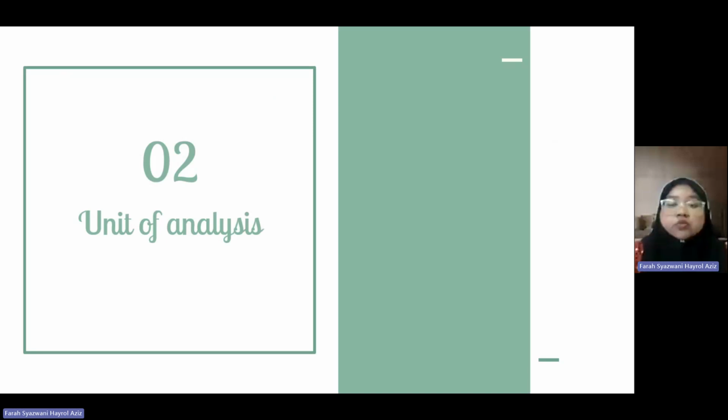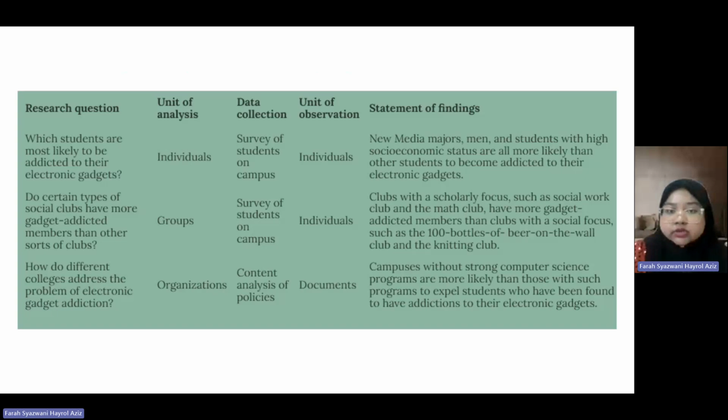Okay, and now the next part of this chapter is we are going to talk about unit of analysis, where we have three different units. We have individuals, groups, or organizations. Okay, so please read this slide carefully. The notes will be provided on the next page for you to actually understand these three types of unit of analysis.